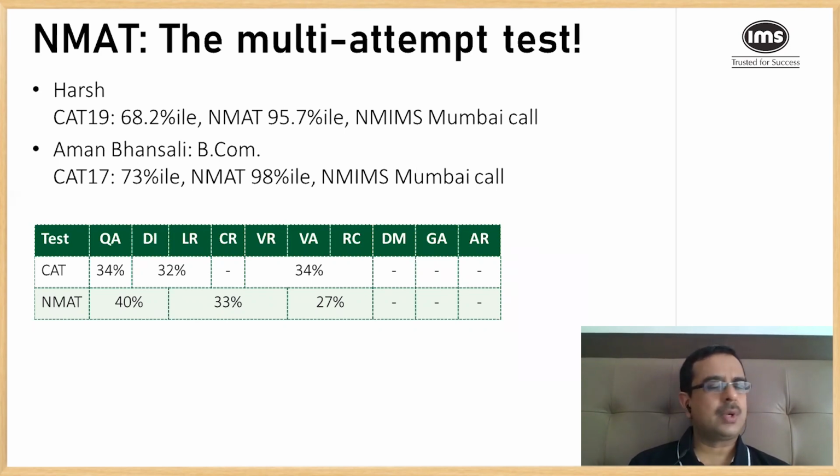If I'm not mistaken, he took it twice, and in the second attempt, he got 95.7 percentile, ended up with an IMS-Mumbai call, right? Aman Bansali, also a BCom student. He took the CAT slightly earlier, right? So CAT, he was a student with us for CAT 2017, ended up with 73 percentile. NMAT, he ended up with a 98 percentile, 98.6 actually, with a score of 220, right, at that time, which is quite a good score actually. And he also got an NMAT-Mumbai call. He converted that, and he's about to finish his course there.